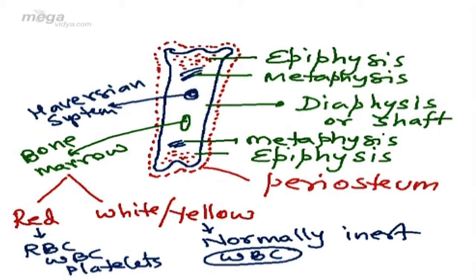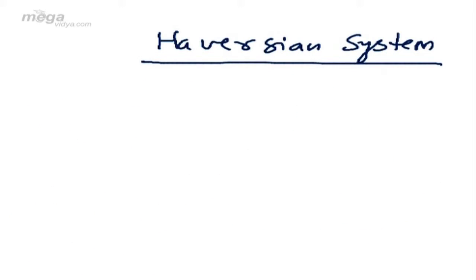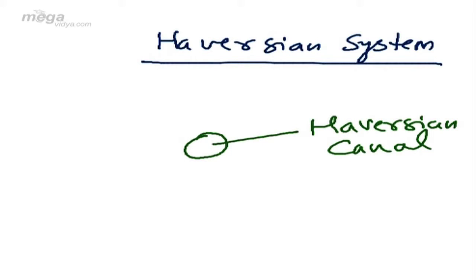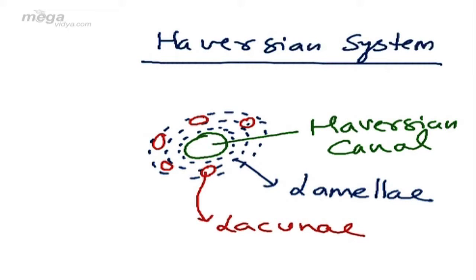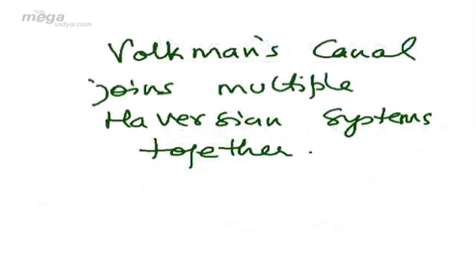The long bones of the mammals, remember the long bones of the mammals contain Haversian system. If we see an enlarged view of Haversian system, it contains a central canal which is known as Haversian canal, surrounded by concentric rings known as lamellae. In between the lamellae are present some empty spaces which are known as lacunae. These lacunae contain bone forming cells which are known as osteoblast. The Volkmann's canal joins multiple Haversian systems together. This is a very frequently asked question.